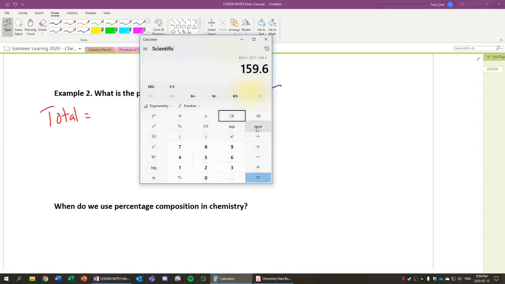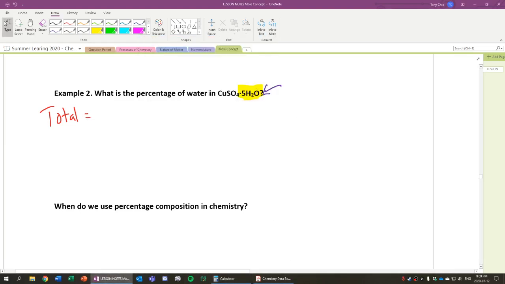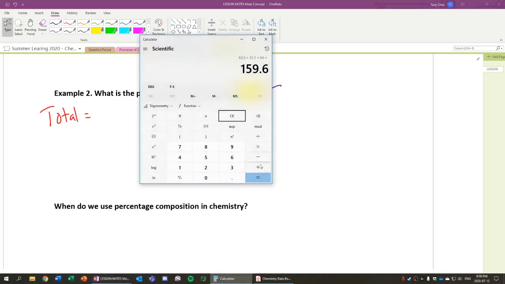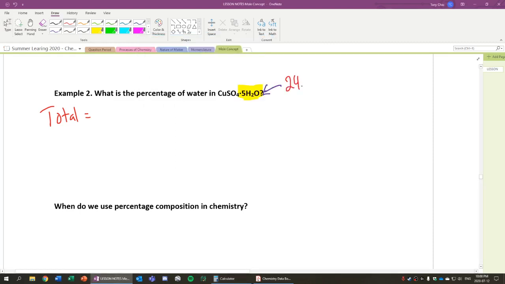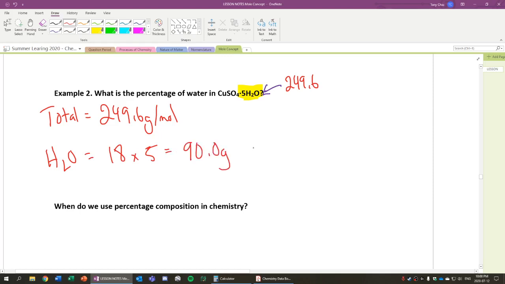Add the 5 water molecules. So, how do you find 5 water molecules? Well, first of all, let's find 1 molecule. Hydrogen, each one's 1, that means there's 2 hydrogens, so it's 2 plus 1 oxygen is 16, so 18. So you're going to add 18 times 5 water molecules, which is equal to 90. So our total molar mass here is 249.6 grams per mole. Okay, what about the H2O? Well, the H2O is 18 times 5, which gives you, in this case, 90.0 grams per mole.